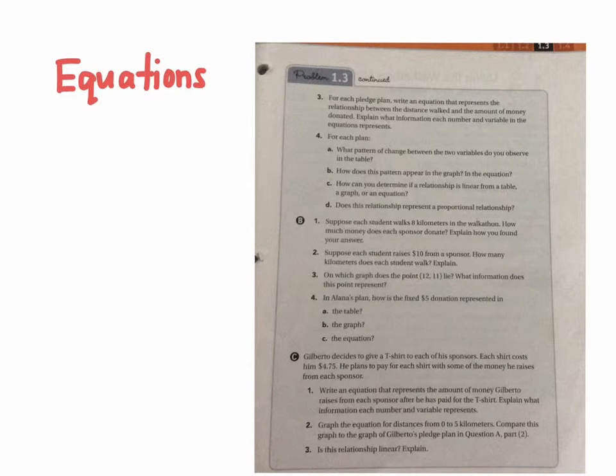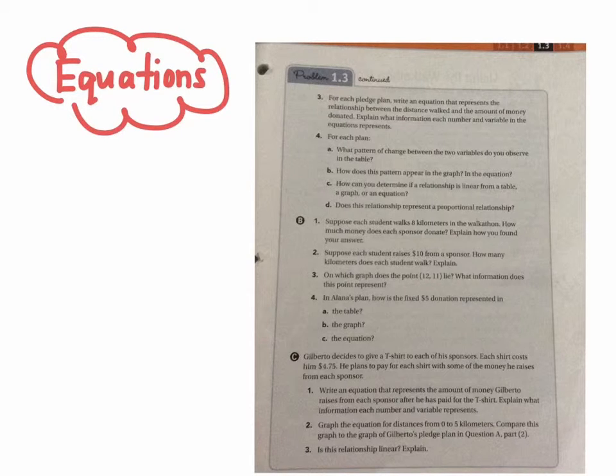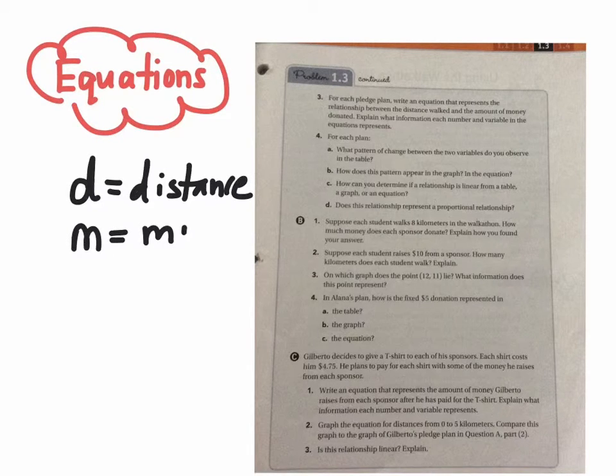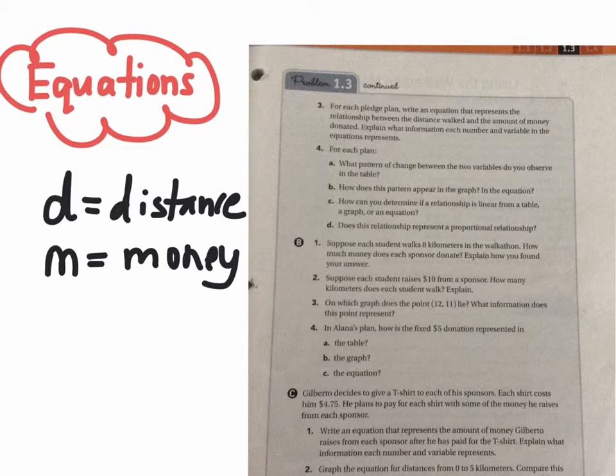Today, you're going to continue what you started yesterday by writing 3 different equations, which some of you started yesterday. And I want you to consider that there's 2 things we're looking at. We're looking at distance, or D, and we're looking at M, or the money collected. Now you may not choose those 2 variables. You can choose 2 other variables, but we want you to look specifically at the relationship between the distance walked in number 3 and the amount of money that's donated.